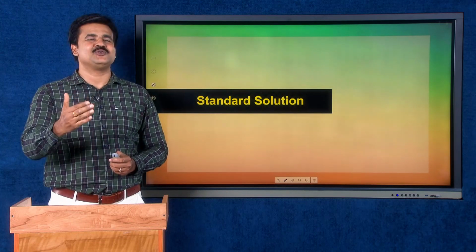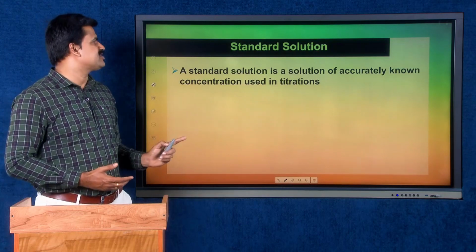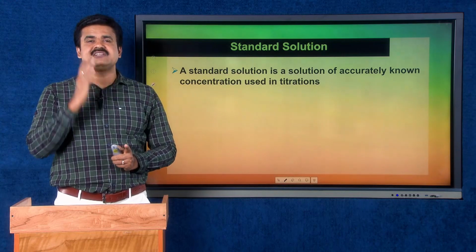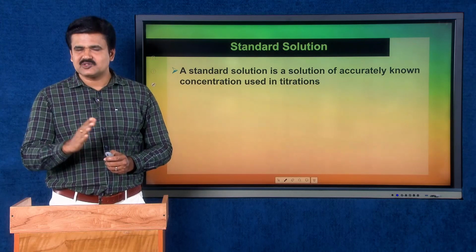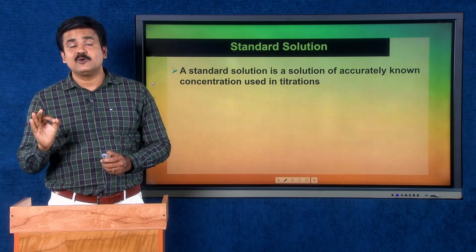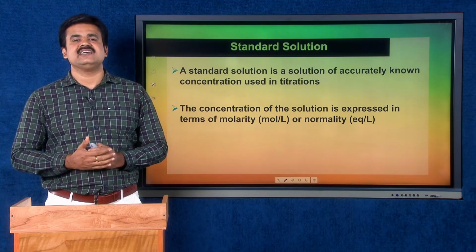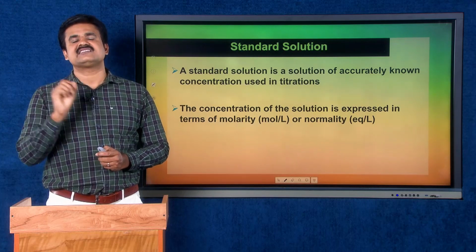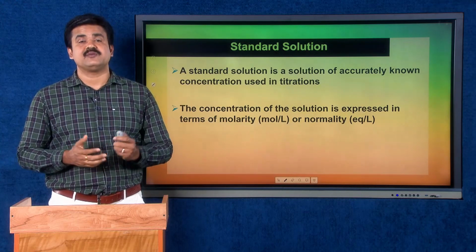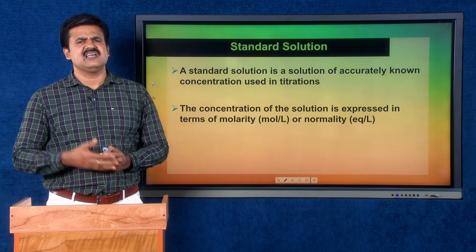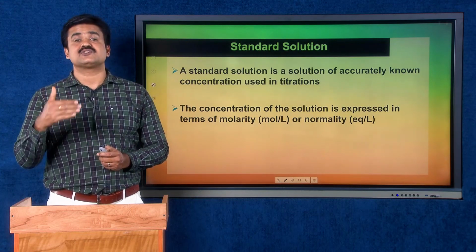Now we are entering into more details of the standard solution. A standard solution, by definition, is a solution of accurately known concentration which is used in titrations. The concentration of the solution is expressed in terms of molarity, that is in units of mole per liter, or normality, that is in units of equivalent per liter. In volumetric analysis, in many cases, for convenience, we express the concentration in terms of normality.